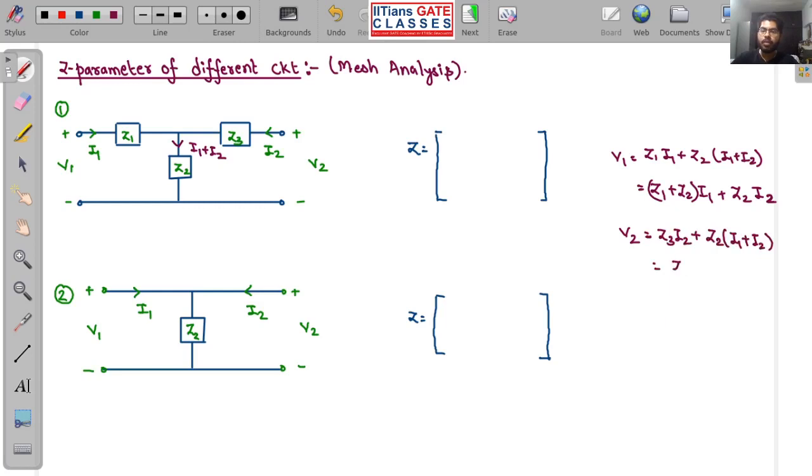So this will be what? Z2 I1 plus Z3 plus Z2 I2. Okay, Z3 plus Z2 I2. So if I am going to write this equation, if the Z parameter I am going to write for this T network, okay, this is my T network. So what will it be? It will be Z1 plus Z2, Z2, Z2, Z1 plus Z3.